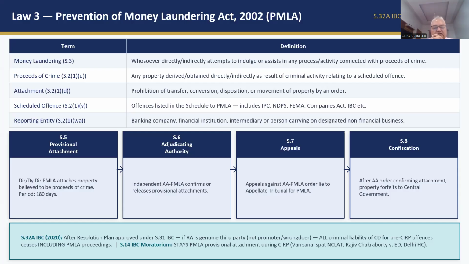Section 6 talks of the adjudicating authority. This is the independent adjudicating authority under PMLA, which confirms or releases the provisional attachment. Under section 7, you can go in for appeal, and appeals against the adjudicating authority's PMLA order lie to the appellate tribunal for PMLA. And section 8 talks of confiscation, and after the order of the adjudicating authority confirming attachment, property stands forfeited to the central government.